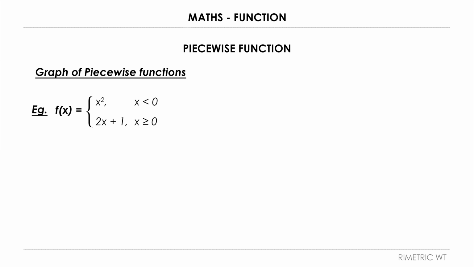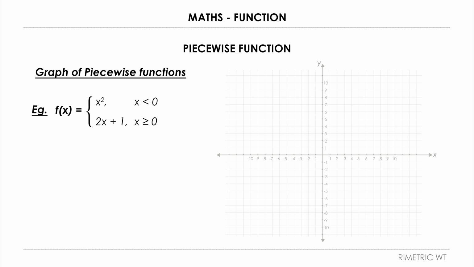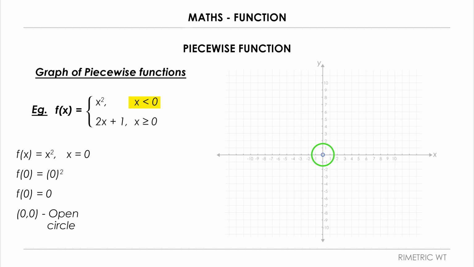Let's see how we graph this kind of function with our two examples. Our first function is x squared when x is less than 0, and 2x plus 1 when x is greater than or equal to 0. So first, we plot the graph of x squared on the specified interval. When x is 0, f of x is 0, but since 0 is not included in the interval, we plot it as an open circle. This shows the point is not part of the function graph.